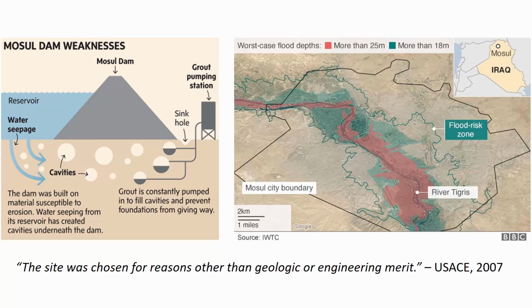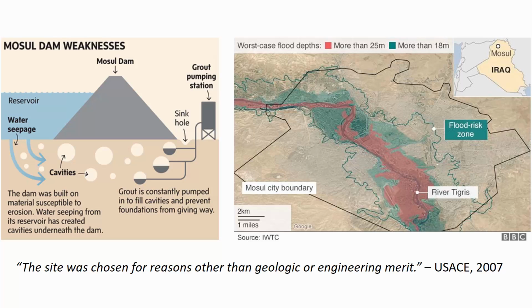And so they've been playing catch up on the maintenance of it, and they have projected that if it broke, which, you know, there's a fair chance that it could, then it would completely submerge the city of Mosul, and the wave of water would eventually even make its way down to Baghdad several days later.